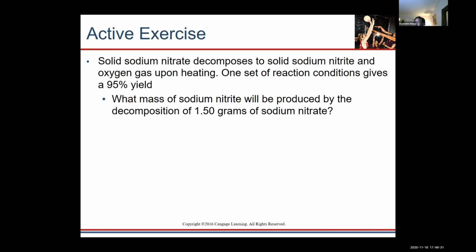Is this the same? Okay, what is the first thing that we're going to do? Set up our chemical equation. Okay, so what do we need to do to do that? Identify our reactants and products first. Okay, so what are our reactants? Solid sodium nitrate. Okay, what does that chemical formula look like?